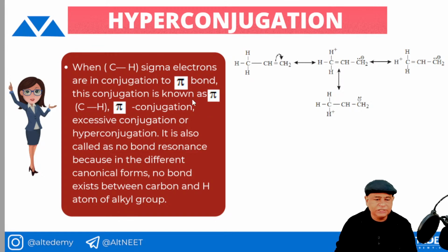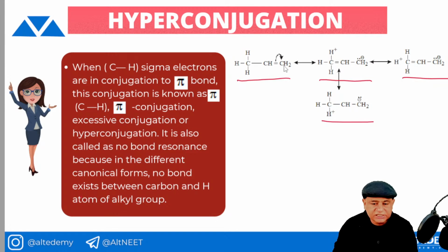Coming to our original situation, when C-H sigma electrons are in conjugation with a pi bond, this conjugation is known as sigma-pi conjugation, excessive conjugation or hyperconjugation. It is also called no bond resonance because in the different canonical forms, no bond exists between the carbon and hydrogen atom of the alkyl group.